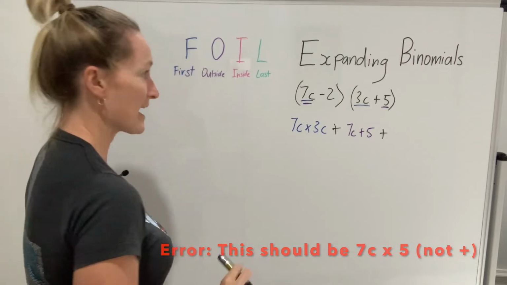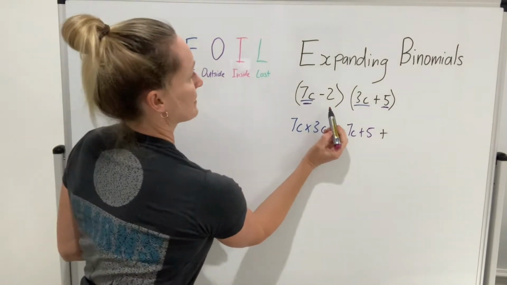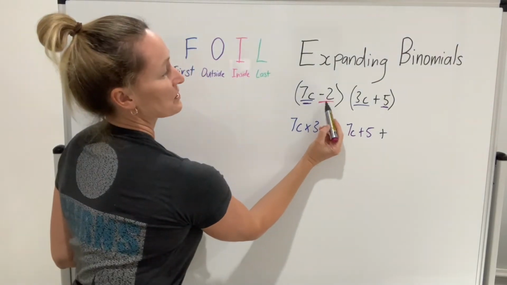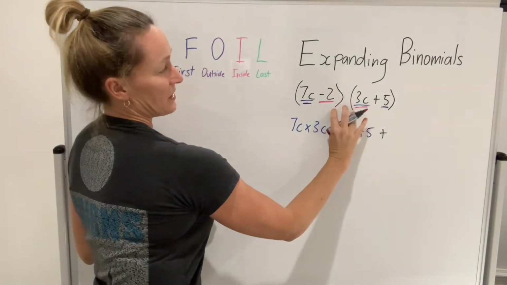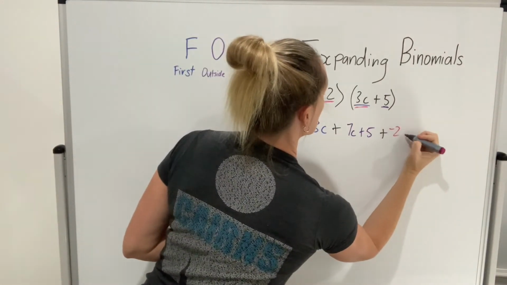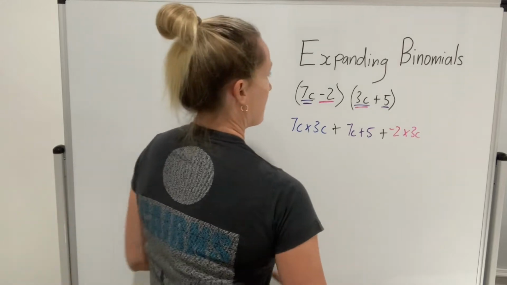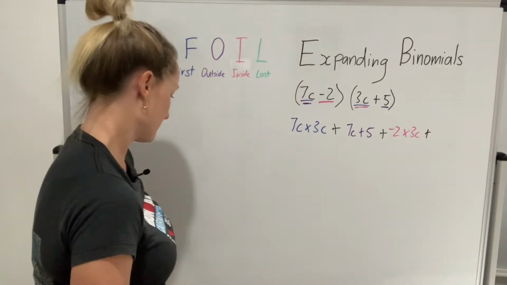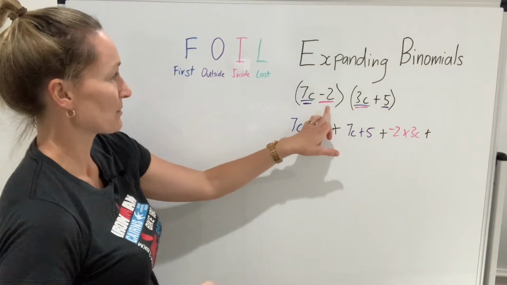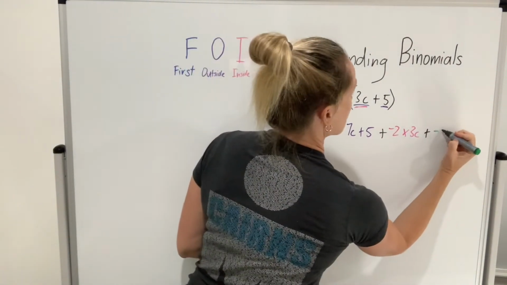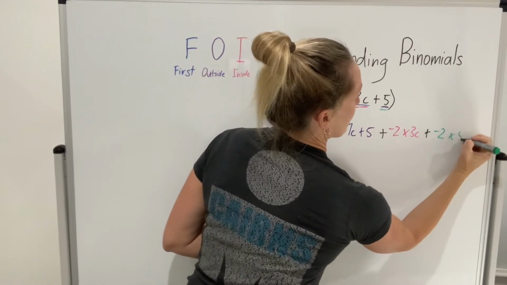We've got 7c plus 5 plus. Okay, now this is where you need to be careful. If we're looking at the inside terms, we've got take away 2, so negative 2, and 3c on the inside. So negative 2 multiplied by 3c plus, and then the last terms in each set of brackets. So we've got negative 2 again multiplied by 5.